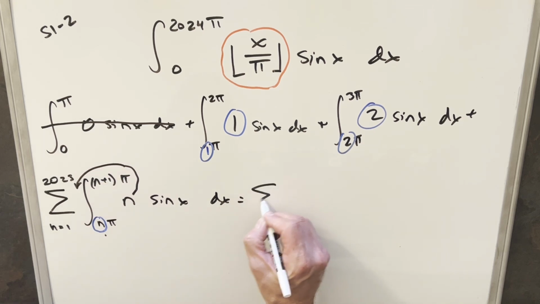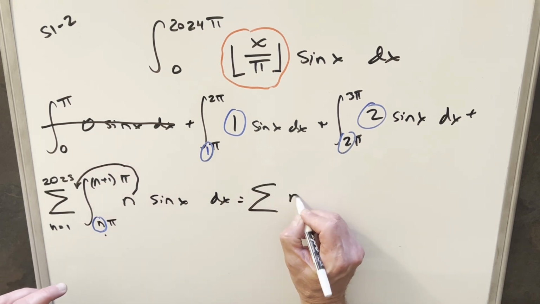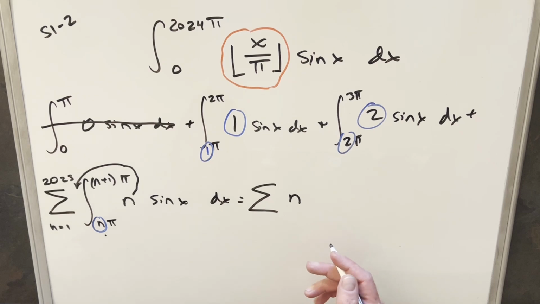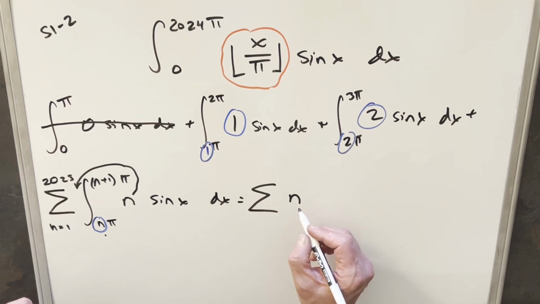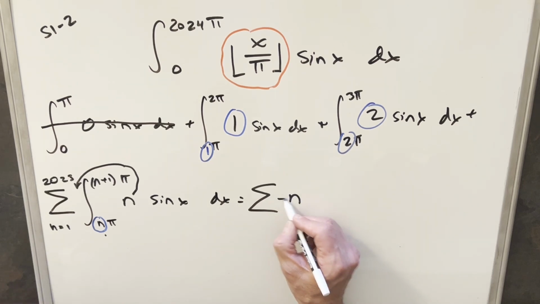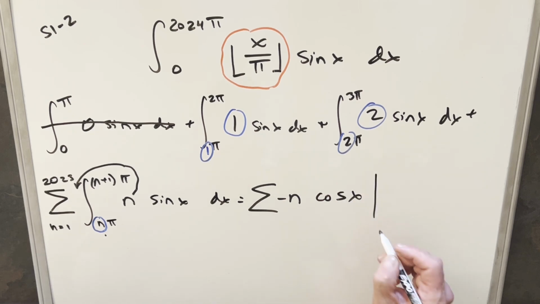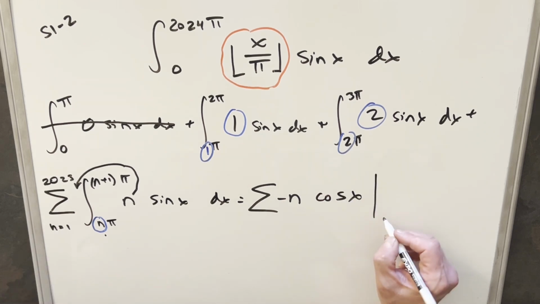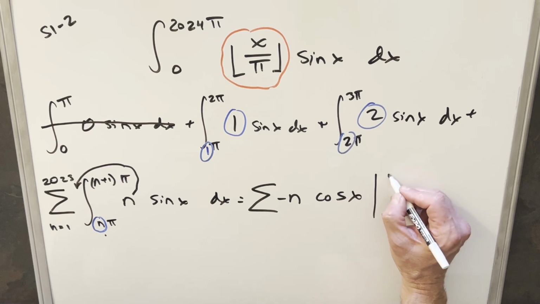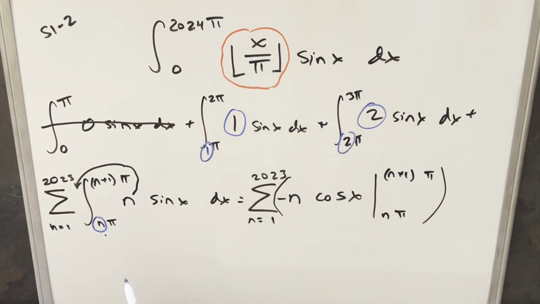So I can actually bring this in front of the integral. We'll bring over our summation, so we'll have our n here. Then we integrate sine, that's actually just going to be minus cosine of x. So I'm going to bring the minus up front here just to write it this way. So we'll have this as minus cosine x, and then we just need to evaluate this from n pi to n plus 1 pi.